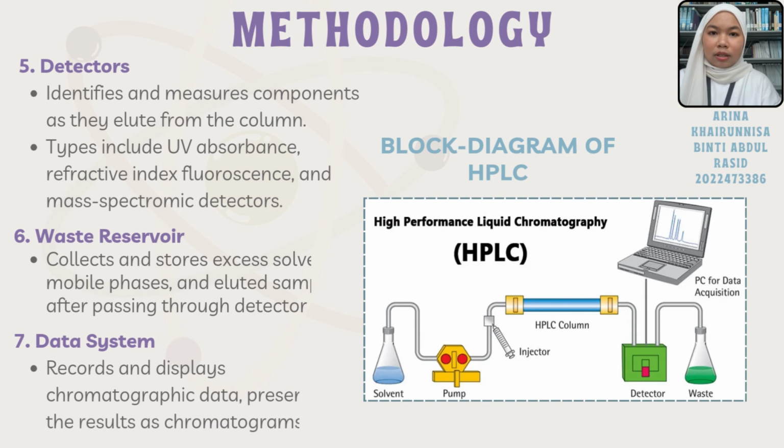Next is detectors. Detectors identify and measure components as they elute from the column. Types include UV absorbance, refractive index, fluorescence, and mass spectrometric detectors. Sixth is waste reservoirs, which help to collect and store excess solvents, mobile phases, and eluted samples after passing through the detector. Lastly, data system. Data system records and displays chromatographic data, presenting the result as chromatograms.